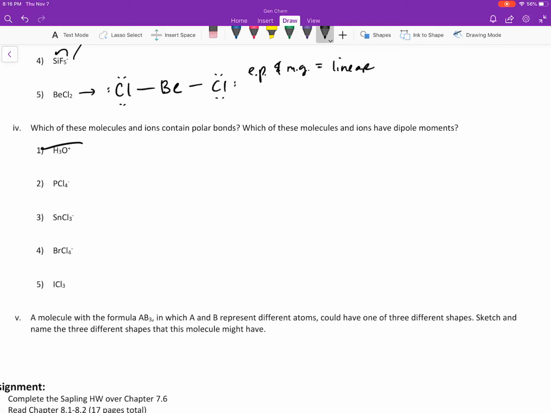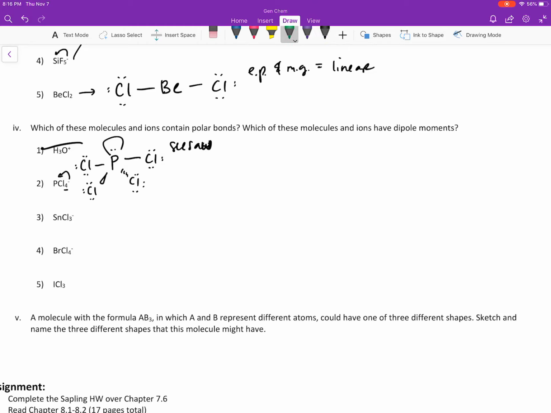Alright, PCl4, the negative charge is probably going to be on the phosphorus. Phosphorus wants 5. If it has a negative charge, that means it has 6, 4 of which must be bonds, which means the other one must be a lone pair. So it's going to look like this. Go ahead and draw in our dashes and wedges so we can very clearly see our structure. The EP here is going to be trigonal bipyramid, but the molecular geometry is going to be seesaw.